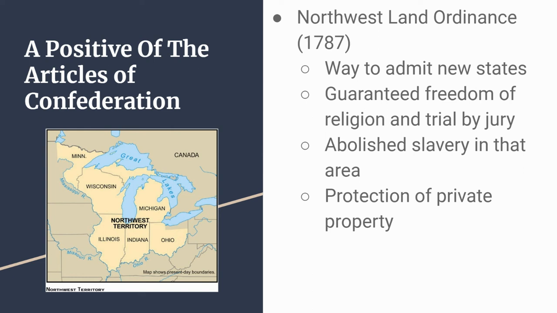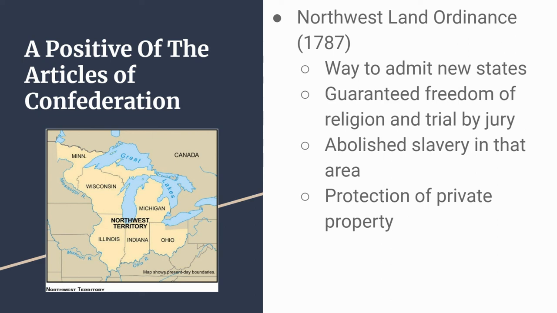So what's important to know is that it's going to guarantee freedom of religion and trial by jury for these states and for these people. And remember, we might think of these as normal ideas, but this is before the Bill of Rights. So these are important ideas to consider. Also, a lot of the money from selling land in these areas went towards education. They're going to also abolish slavery in every area of the Northwest Territory. So as these people move into these areas, they're not allowed to bring slaves. That's a really big important thing to know and to consider. And then they're going to protect private property in these areas.